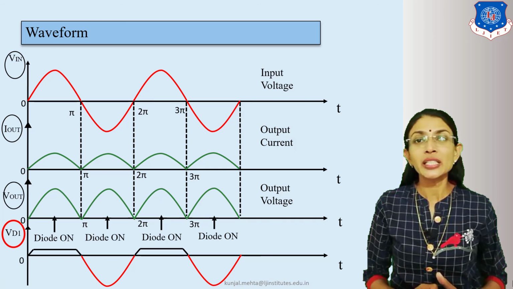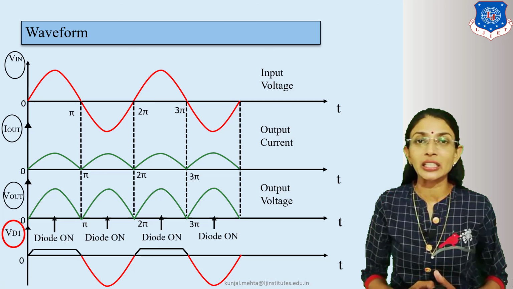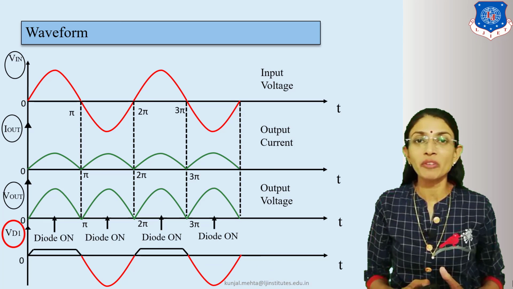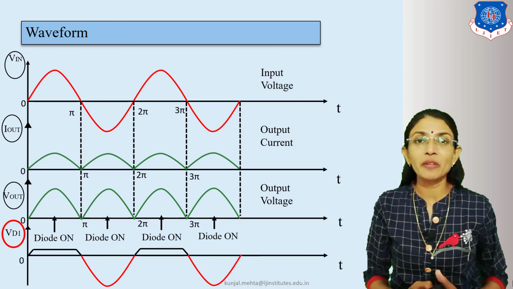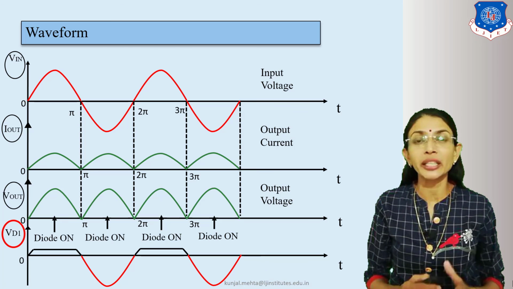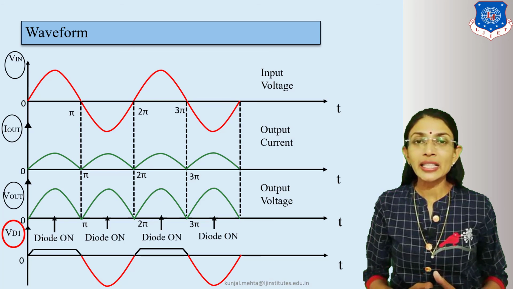So dear students, these are the final waveforms by combining both half cycles of the input, during positive half cycle and during negative half cycle. From these waveforms, we can understand the working of the full wave rectifier using center tapping very nicely.